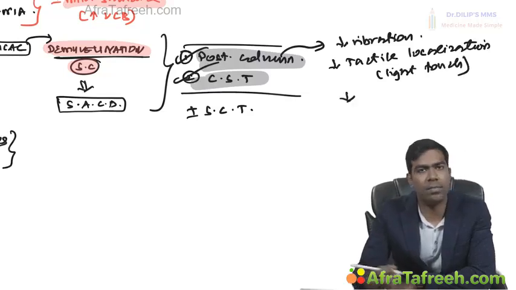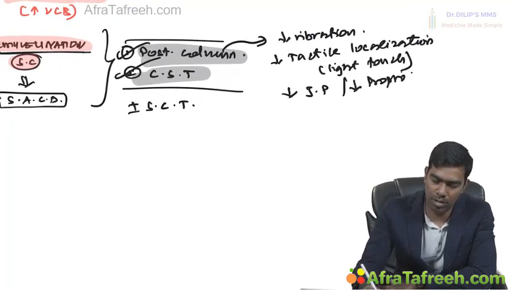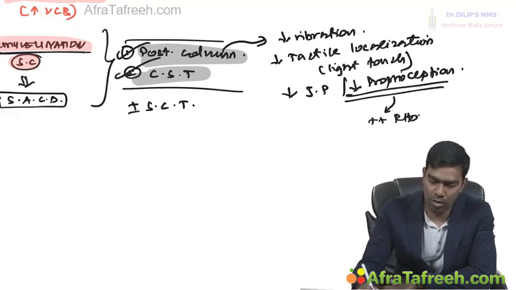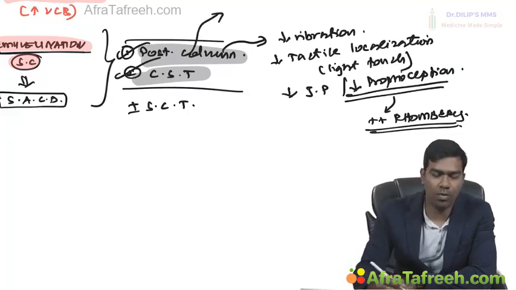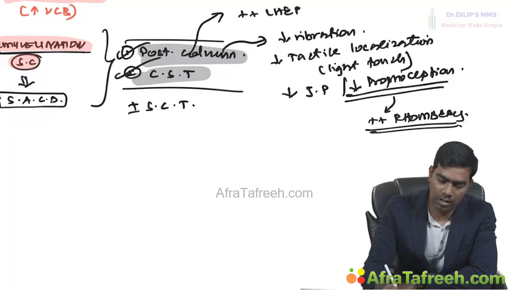And probably the patient will lose joint position sense, and the patient will have proprioception loss, especially the conscious proprioception part. At the same time, because of the loss of proprioception, the patient may have a positive Romberg's. And because the posterior columns are affected, I told you one of the important signs of affecting the posterior column is that the patient may have a positive Lhermitte sign.